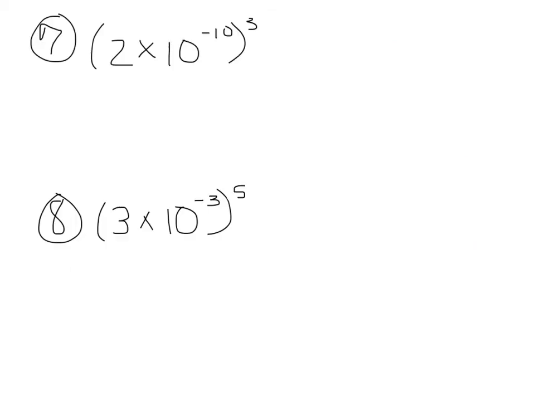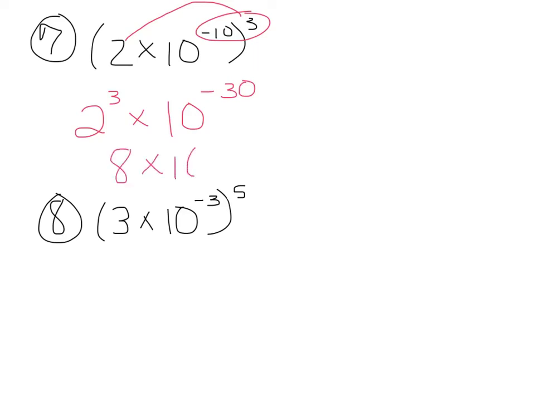All right, and our last two problems here. We look at the scientific notation. So what we're going to do here is take 2 to the third power times 10 to, now we multiply these exponents, so negative 30. And then 2 to the third power is 8, so we have 8 times 10 to the negative 30th. And there's your answer. And because this number is between 1 and 10, we don't need to do anything else.